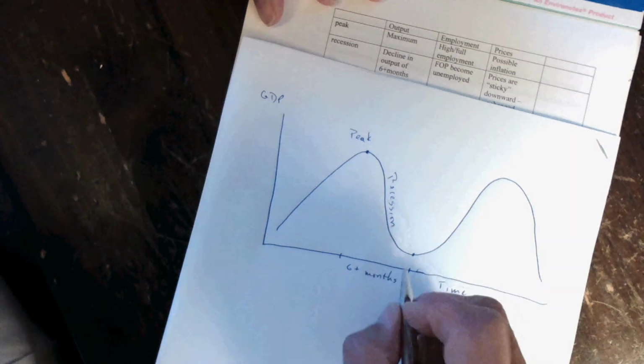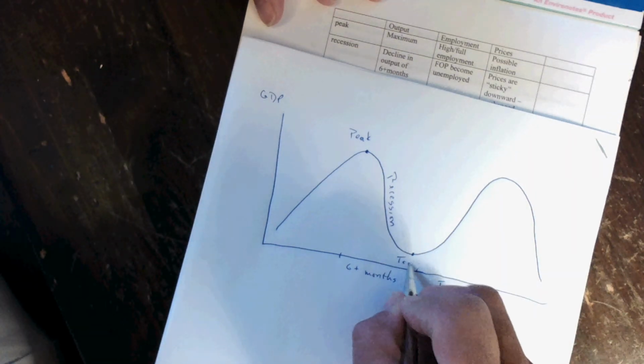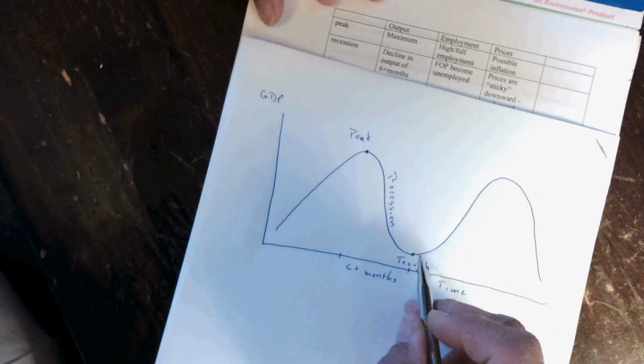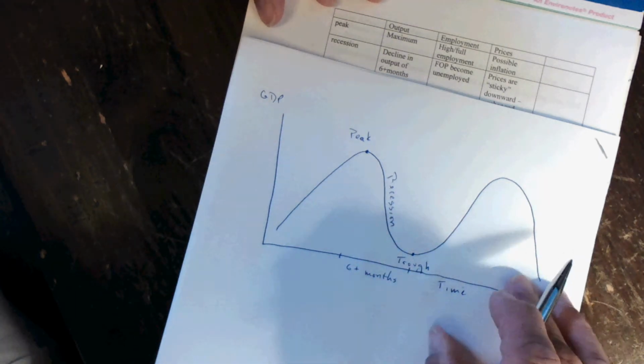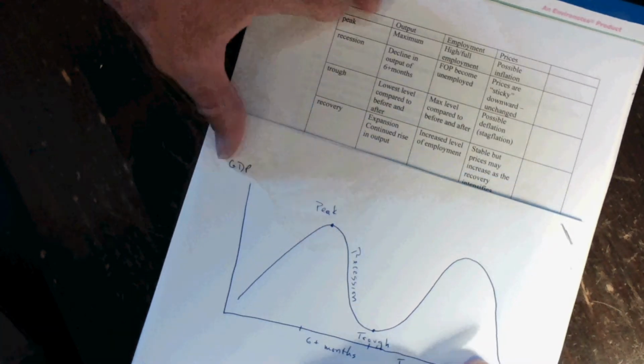But finally, the bad times come to an end, and you reach a trough, which is a bottom, the opposite of a peak. A trough divides a period of declining GDP from a period of increasing GDP. And then finally, we have a recovery.